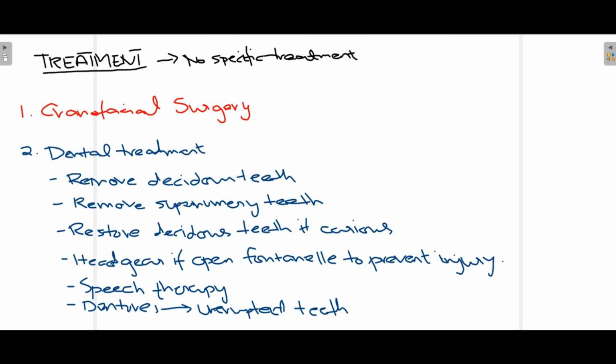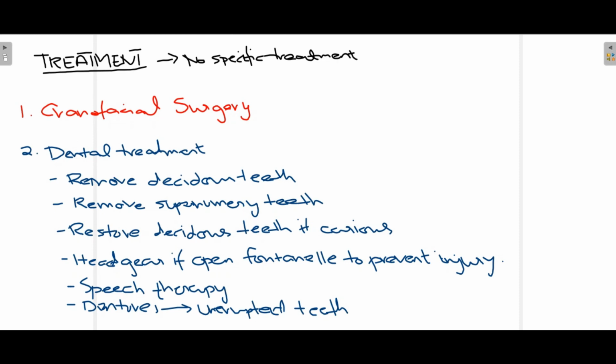Headgears can also be used in such patients if injury to a fontanelle is a risk, so that no direct injury to the fontanelle can occur. Second last is speech therapy, because you have removed teeth or you have an extra number of teeth, the patient will be a bit uncomfortable when talking. So speech therapy can be important, and when you have removed such teeth, the patient will have some problem with speaking. So dentures can also be given to the patient so that aesthetically as well as functionally the patient can perform well and doesn't have any insecurity when moving out of the house or in schools and so on.